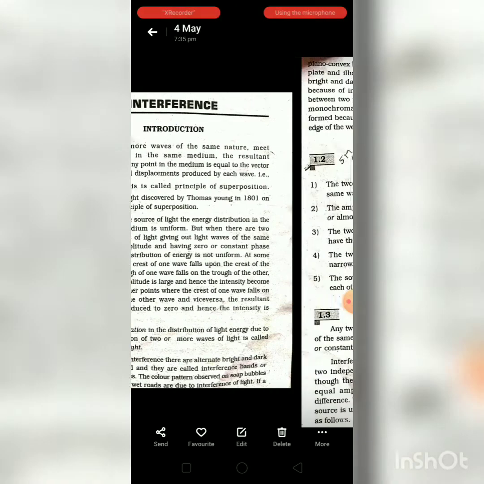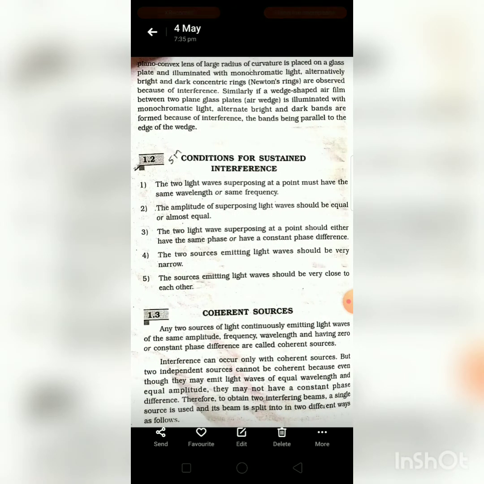Sharing this screen. Next, the conditions for sustained interference. If you want to obtain interference, what are the conditions needed? These are the five conditions, which we have already discussed. Now today's class is the Fresnel Biprism.